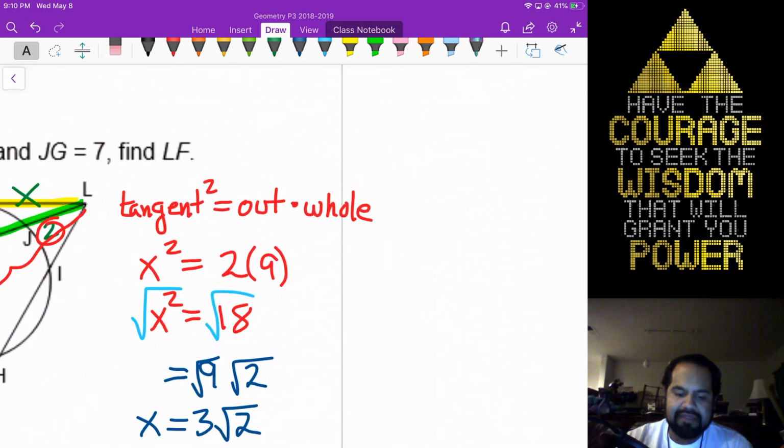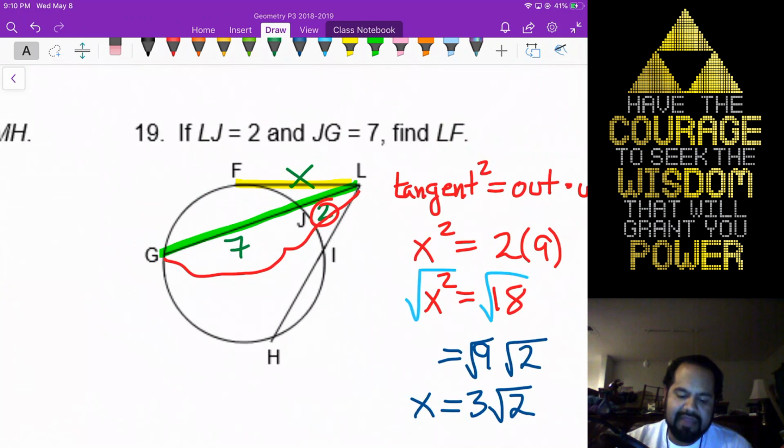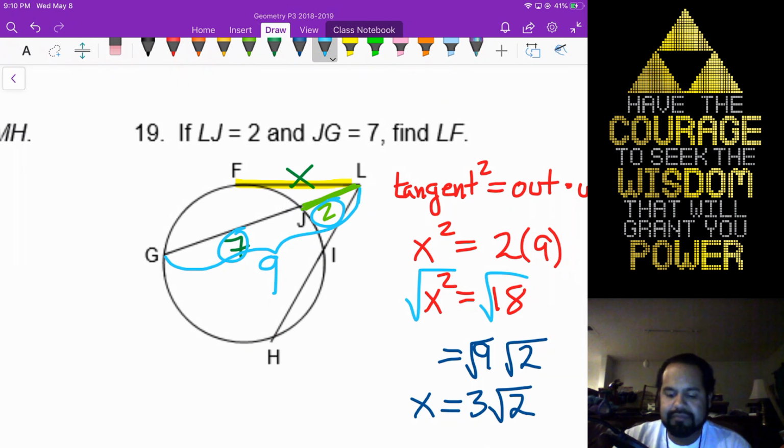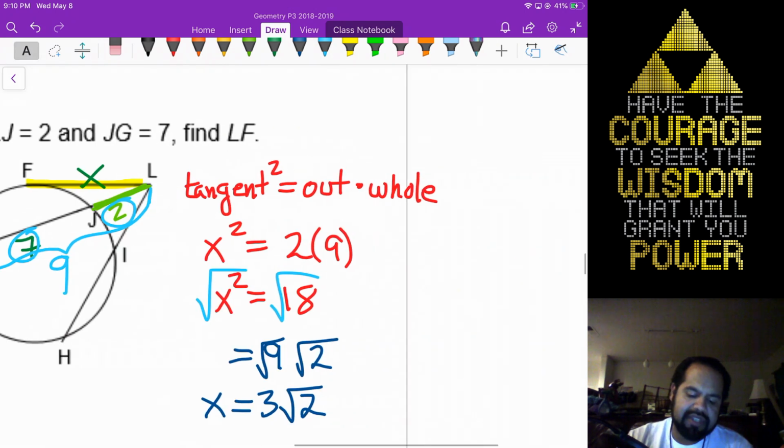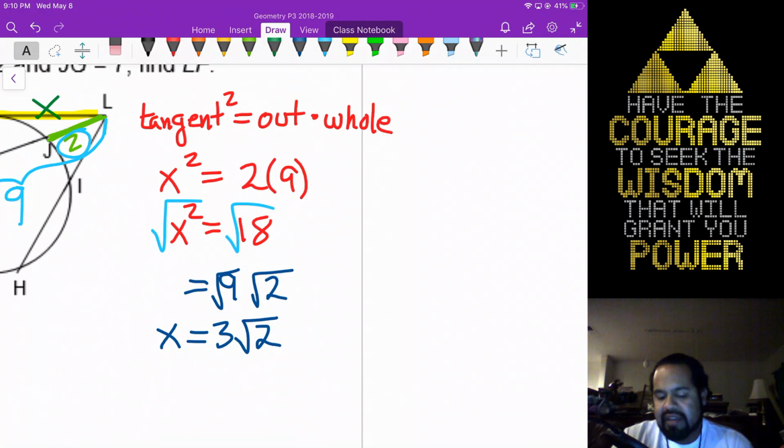Then the outside times the whole, we're saying, the segment that's outside of the circle, and I'm going to erase this to kind of show you, the segment that's outside of your circle, that's this line here. If we multiply that times the whole length, well, the whole length of this line is 2 plus 7, which is 9. So that's the equation that we're multiplying.